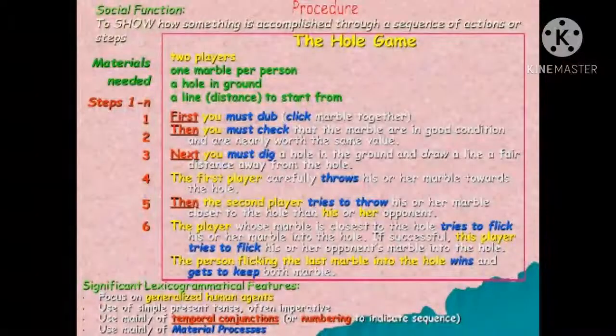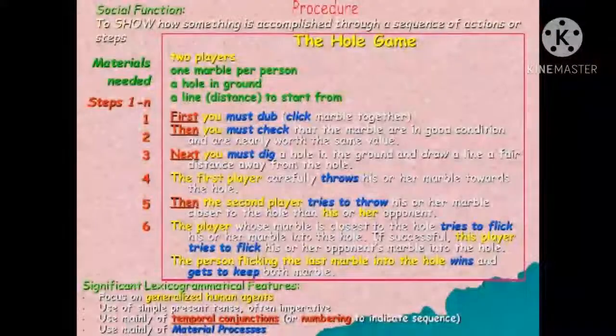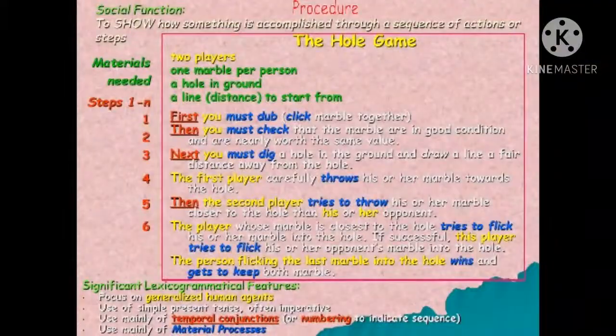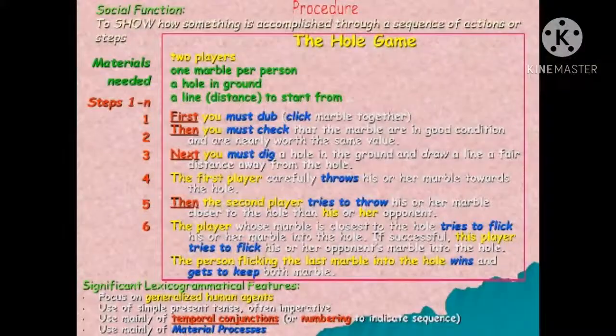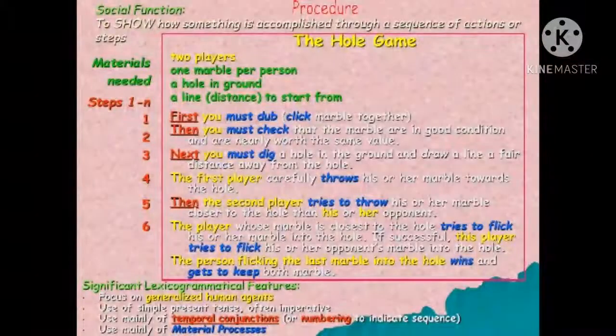The social function is to show how something is accomplished through a sequence of actions or steps. So it must be actions or steps, right? And significant lexicogrammatical features are focused on generalized human agent, use of simple present tense, often imperative, use mainly of temporal conjunction, numbering or indicating sequence, use mainly of material process.